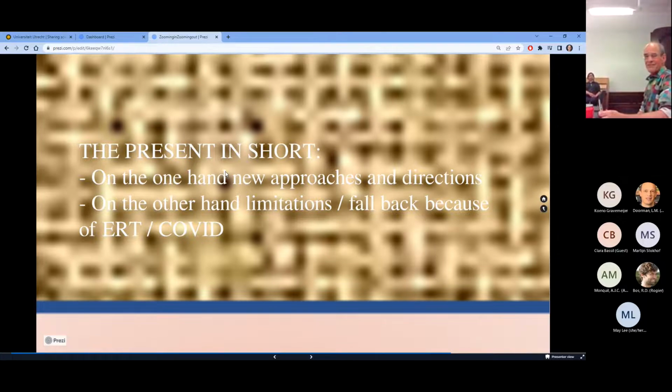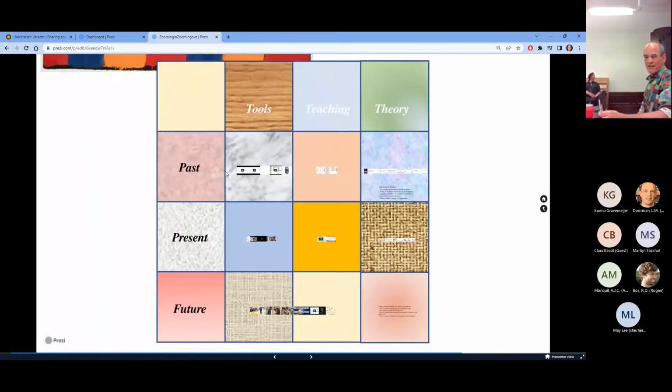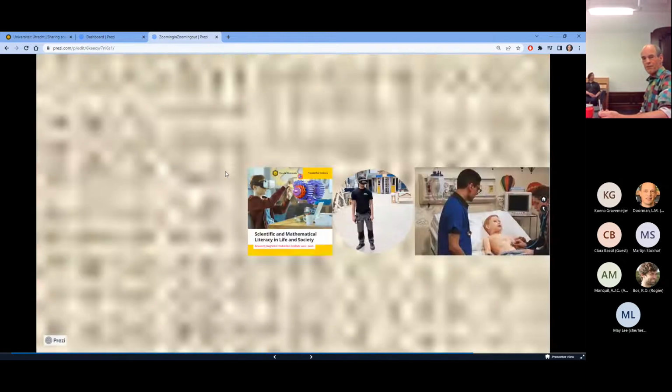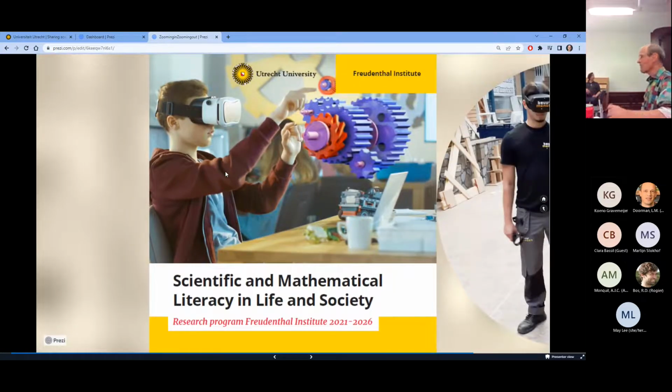Now the future is even more difficult, of course. To be honest, I don't know. I don't have a completely clear view, of course. I cannot look into the future, but at least we see some developments in tools. We can expect some development in teaching and in theory. And because I find it so difficult to distinguish, I put everything over the 3 boxes.